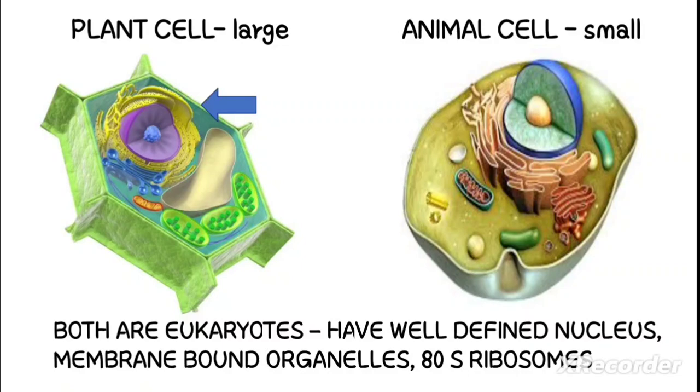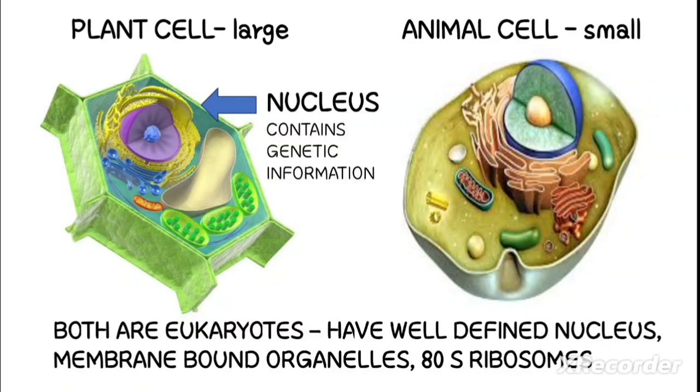As we can see, plant cells as well as animal cells both have a very well-defined nucleus. The nucleus is the one which contains genetic information such as DNA. Because of this only, we have a similarity between our parents and the offspring. Secondly, they contain membrane-bound organelles such as endoplasmic reticulum, mitochondria, lysosome, etc. Also, the plant cells are large compared to animal cells.